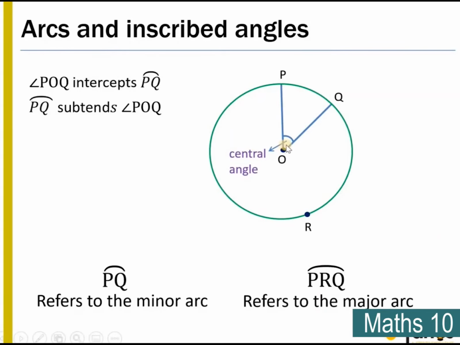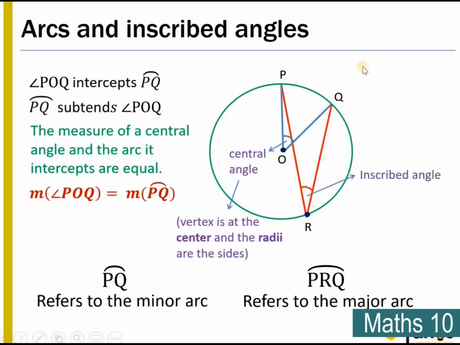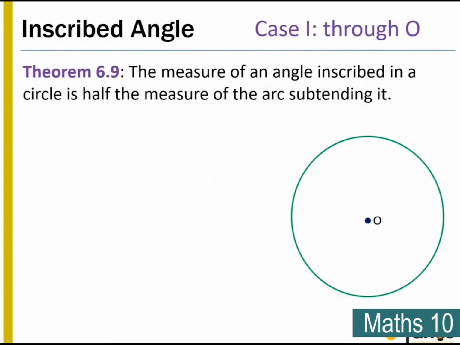This angle here, POQ, is the central angle, where the vertex is at the centre and the radii are the sides. The measure of a central angle and the arc it intercepts are equal. In other words, the measure of angle POQ is equal to the measure of the minor arc PQ. In this diagram, this is an inscribed angle. The vertex is on the circle, and the chords are the sides.